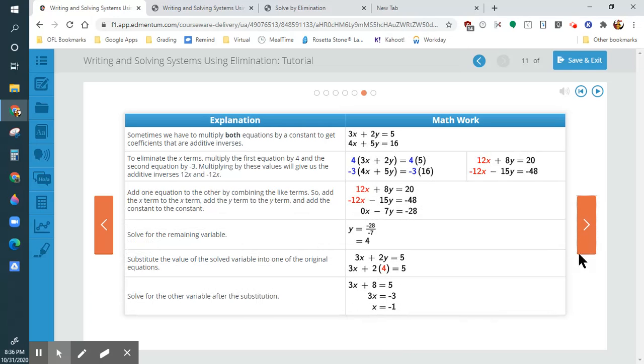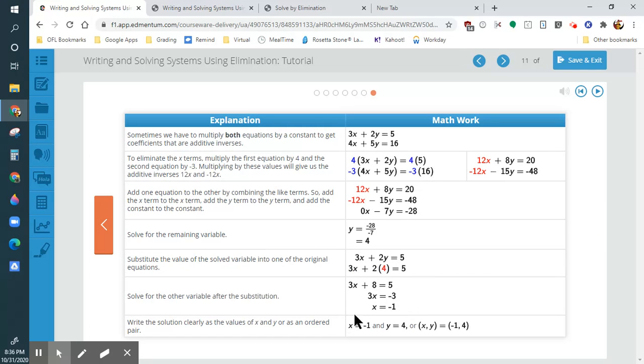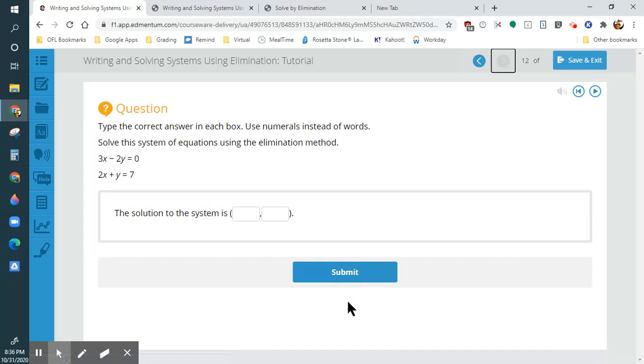From there, you just solve for x, and now you know that since your x is -1, your point is that. So let's move on to the next one. All right, so now let's solve for this one.